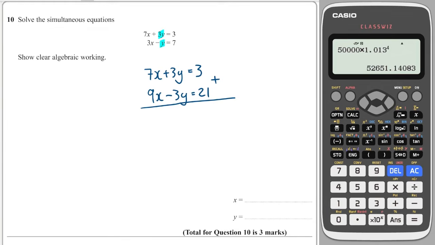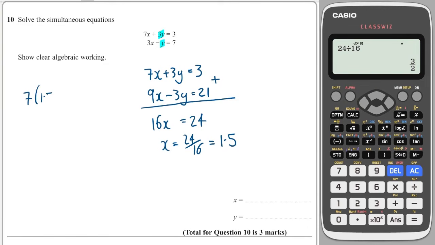So 7 plus 9 gives me 16x. The y's will cancel out and that gives me 24, which means x is equal to 24 over 16, which is 1.5. And then we substitute back in. So I am going to pick the top one because it's all positives. It makes it easier, I think.